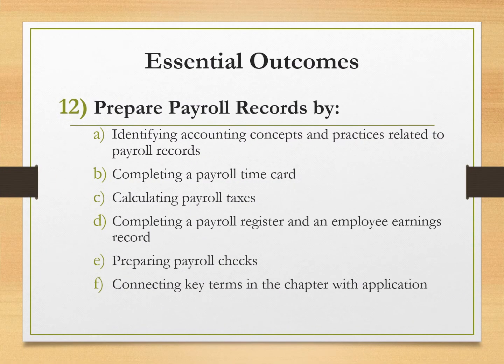The essential outcomes for Chapter 12. You will prepare payroll records by A. Identifying accounting concepts and practices related to payroll records. B. Completing a payroll time card. C. Calculating payroll taxes. D. Completing a payroll register and an employee earnings record. E. Preparing payroll checks. And F. Connecting key terms in the chapter with application.